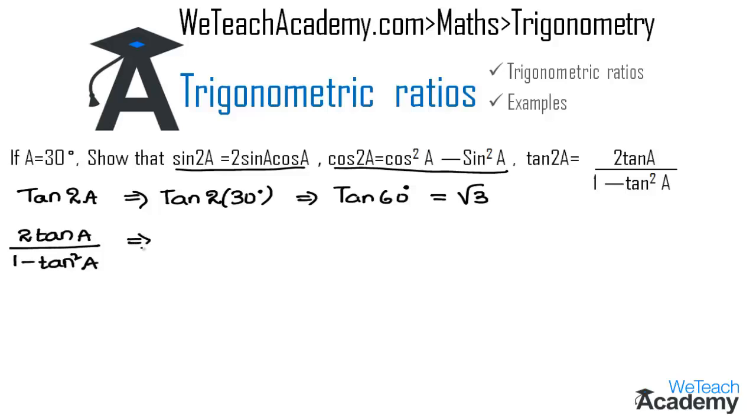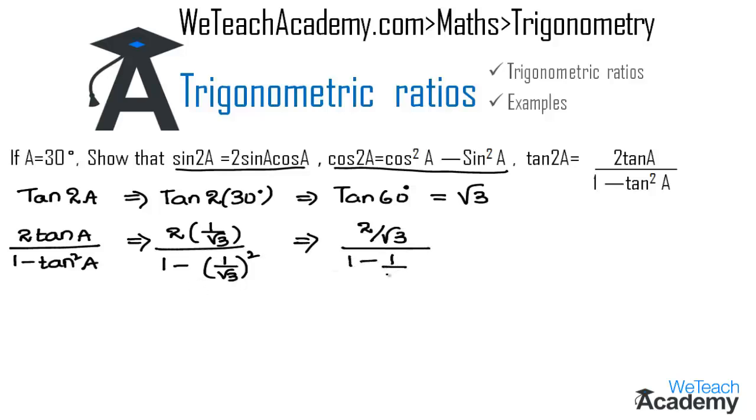And then substituting the value of a, that is 30 degrees, 2 into the value of tan 30, that is 1 by root 3 divided by 1 minus 1 by root 3 whole square. So that implies we get here 2 by root 3 in the numerator divided by 1 minus 1 by 3, as root 3 square is equal to 3. So that implies we can write this as 2 by root 3 divided by 3 minus 1 by 3. So that implies we get 2 by root 3 into the reciprocal of the denominator, that is 3 by 2.